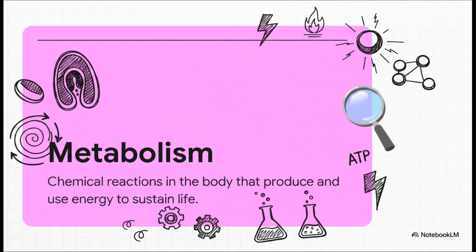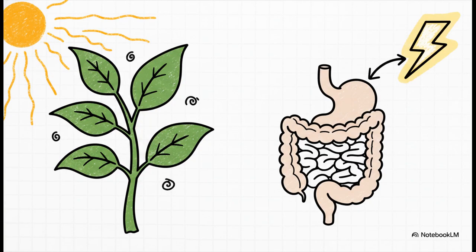Next is metabolism. Basically, this is all the chemical reactions that process energy to keep you alive. For instance, a plant soaking up sunlight, or your own digestive tract turning lunch into ATP energy.